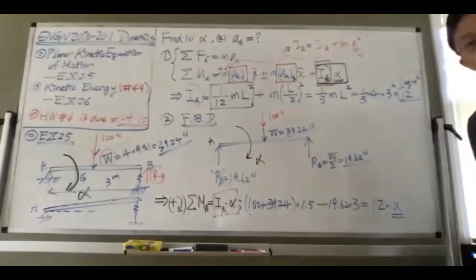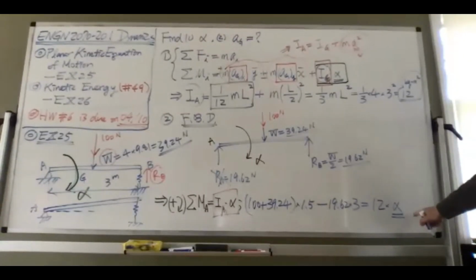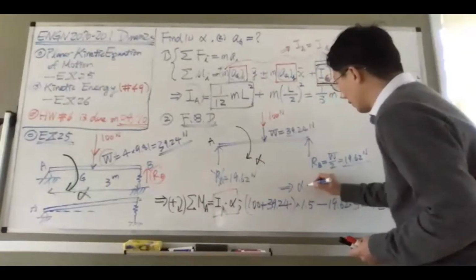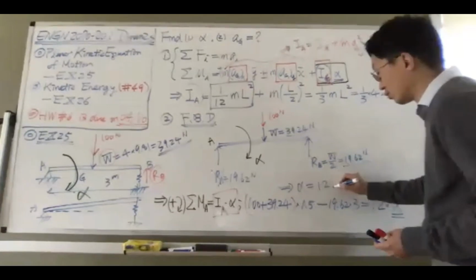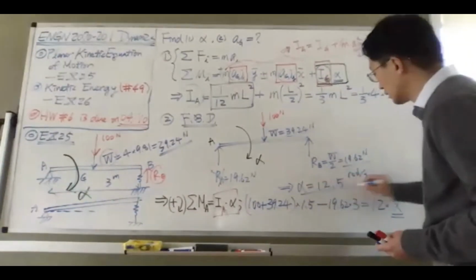So this is how we determine alpha. We have one equation with one unknown. Certainly we can find the value of alpha. And the value of alpha is positive 12.5 radians per second squared. So this is the first answer.